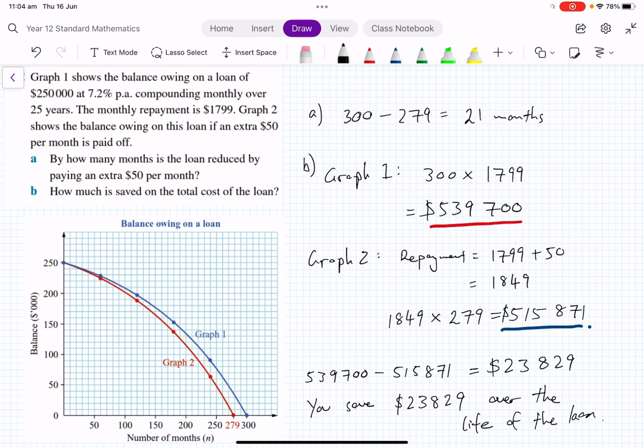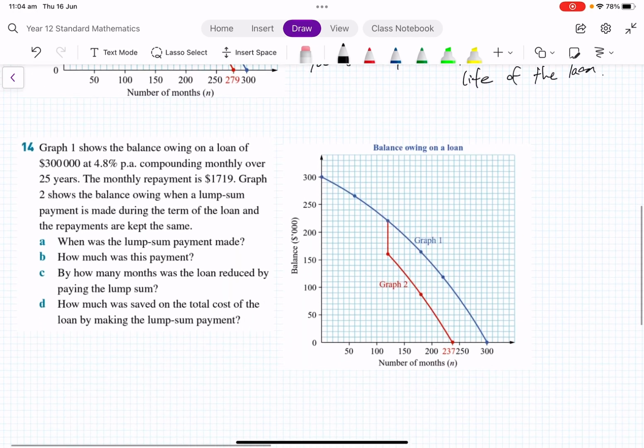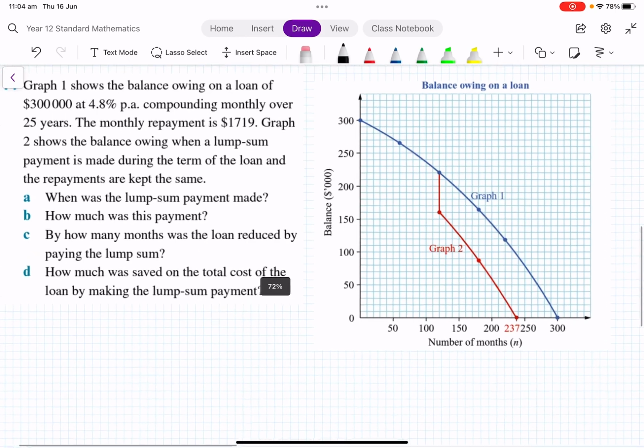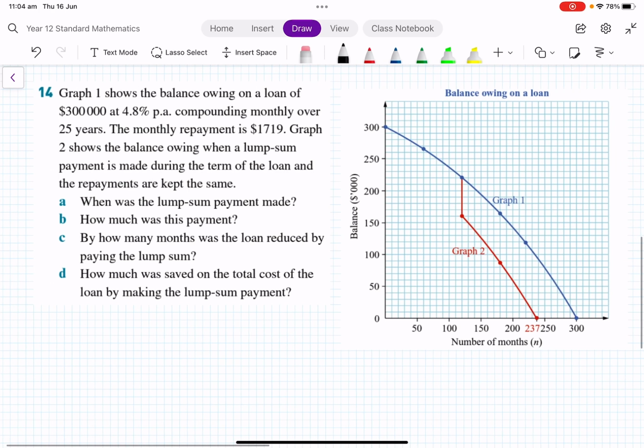The case we just looked at is a case where you pay a small amount extra per month, or per repayment. Let's have a look at number 2. We have Graph 1, and this is another question. Graph 1 shows the balance owing on a loan of $300,000 at 4.8% per annum, compounding monthly over 25 years. The monthly repayment is $1,719. So that's the blue line. You see how it goes steadily down.